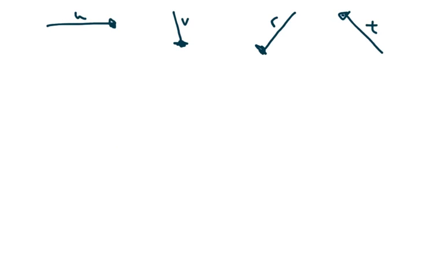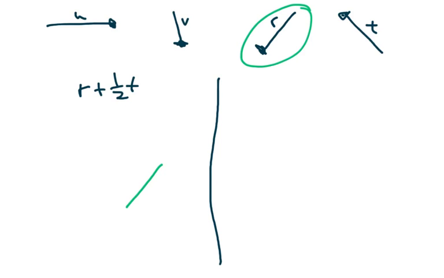Okay, I've decided to do one more. And this one's going to be R plus 1/2 T. So I'm going to draw R, which is here. Try to make it about the same. And 1/2 of T. So I'm just going to draw this is R, and 1/2 T would be about here. 1/2 of T. Draw the resulting vector. And this would be R plus 1/2 T.